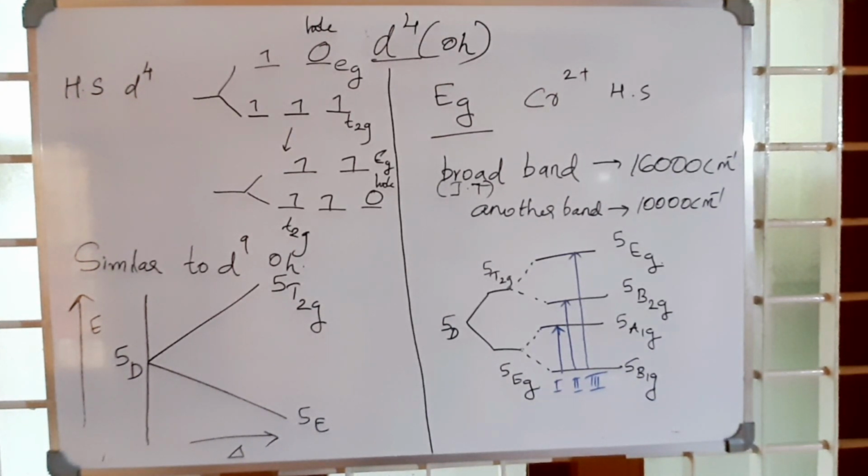When we consider the example of Cr2+, the absorption band for high-spin Cr2+ is typically a broad band in the region of 16,000 cm^-1, whereas another band is at 10,000 cm^-1. This broadening takes place by Jahn-Teller distortion. Here you can see three transitions. There are three bands. Bands 2 and 3 will be superimposed, and it gives broadening.